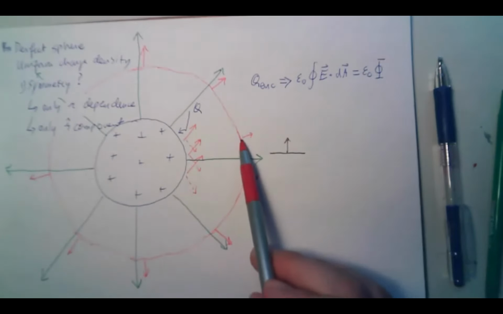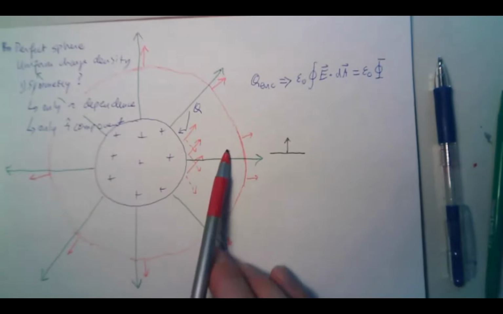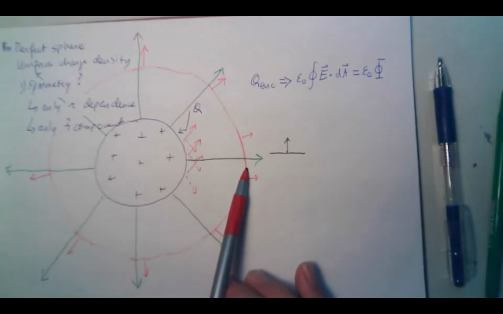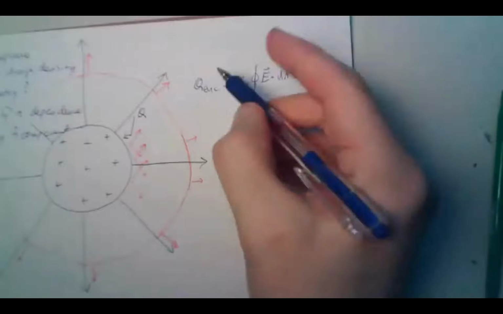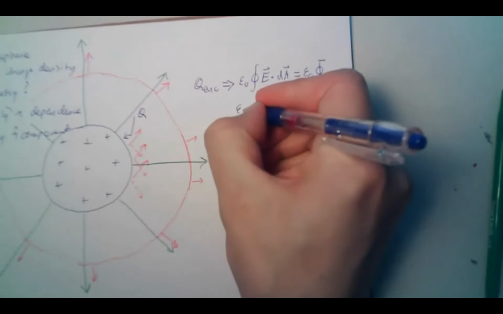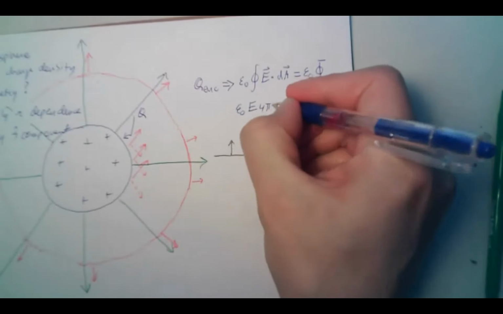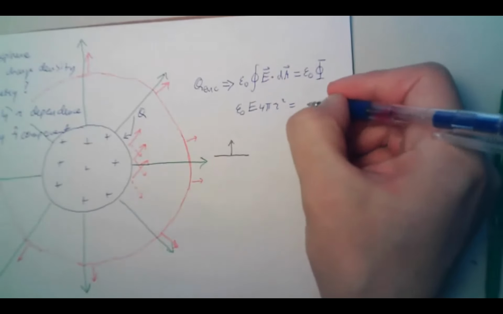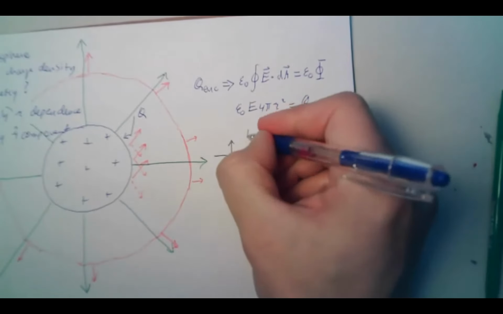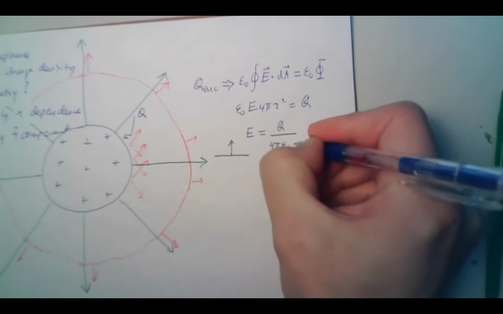And for the same reason, because this sphere is at a fixed r distance, and we can only have an r dependence for the electric field, because this surface is all at the same electric field, it is constant over this entire surface. So therefore, this is epsilon naught times E times the surface of the sphere. So that's 4 pi r squared. That is going to be equal then to Q enclosed. So that's Q. So now we solve for E.